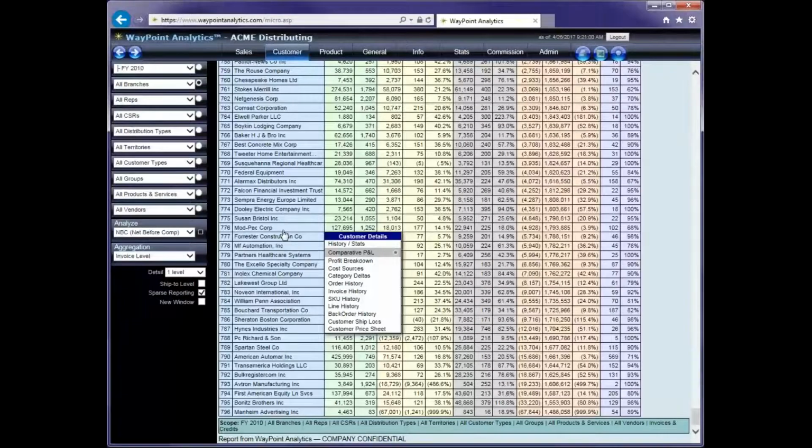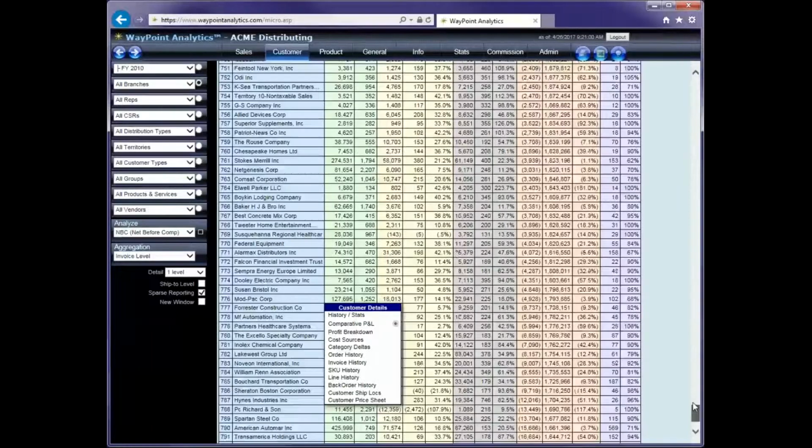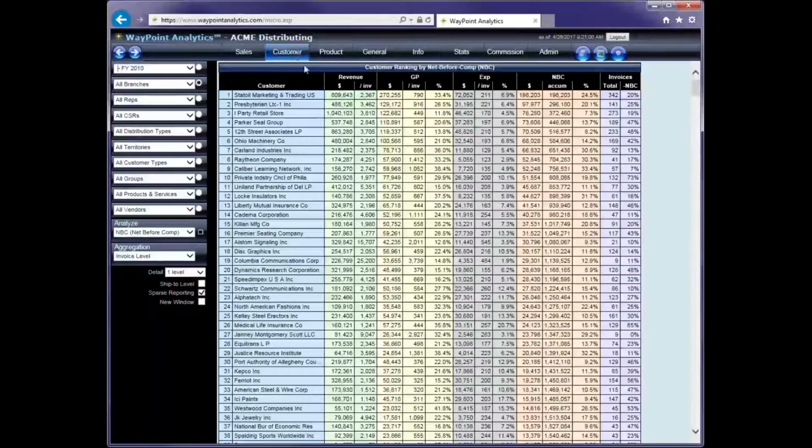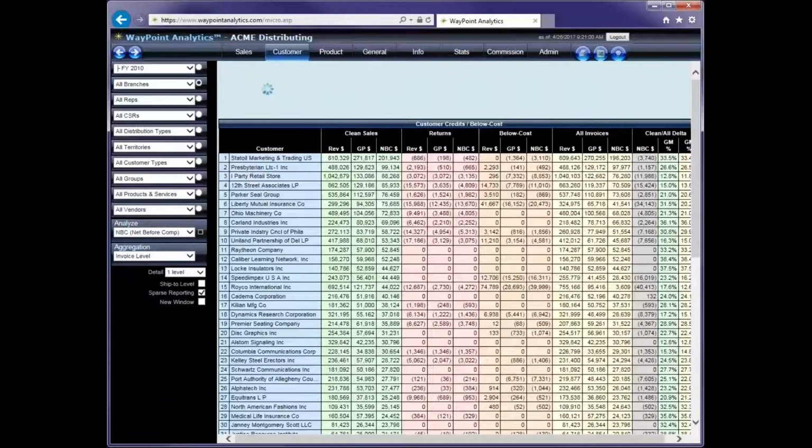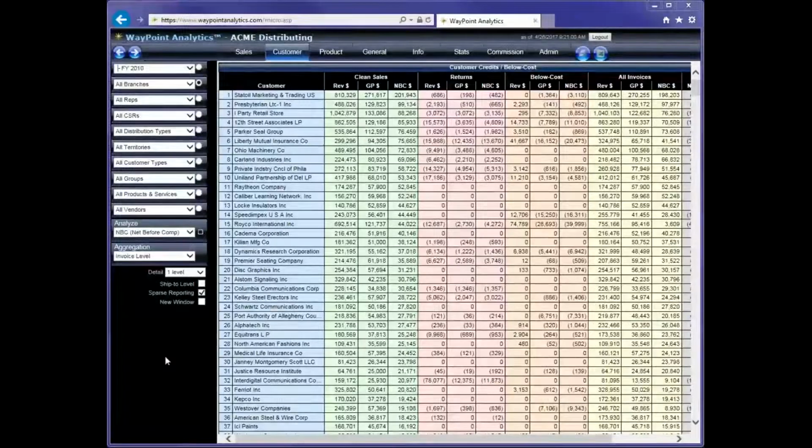The other report that I would like to show is the credits and below cost report. In this report, the first section is clean sales, which means the sales that we're making excluding all returns and all below cost sales. In this case for Statoil Marketing, we have $810,000 of revenue. We've got our gross profit dollars, our operating cash, and then we've got our NBC.